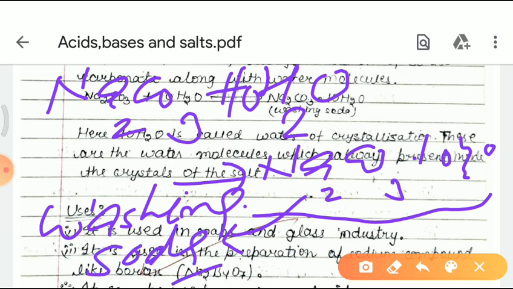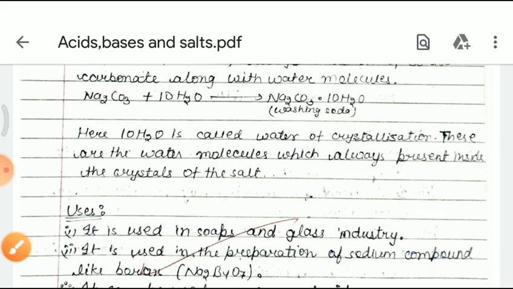So you know that whenever sodium bicarbonate is heated, sodium carbonate is formed, and whenever crystals of sodium carbonate are formed along with the water molecules, then washing soda is there. So let me first discuss what crystallization is, how washing soda is obtained from sodium carbonate, and what is meant by 10 H2O or 10 water molecules.